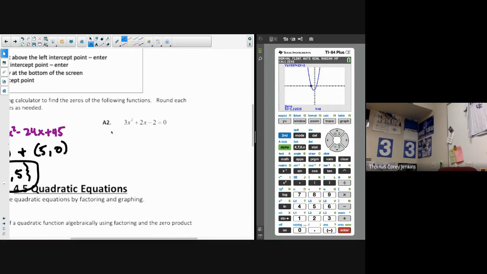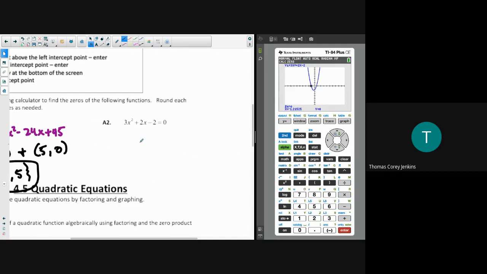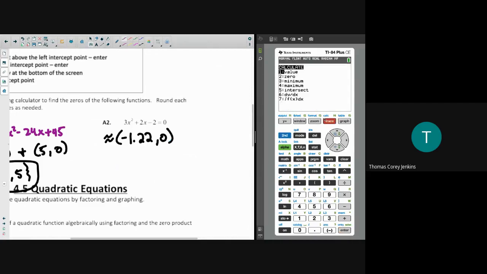an x-intercept of about (-1.22, 0). And then we'll repeat that process one more time. Okay, so then we want to go back into calc. So again, second trace, again option 2, and now we're going to find the other zero. So first we want the left bound.